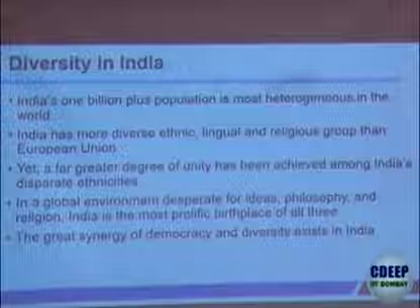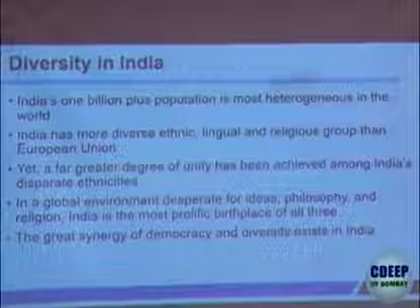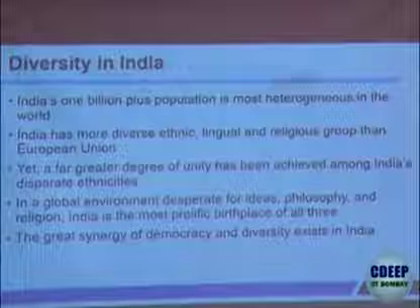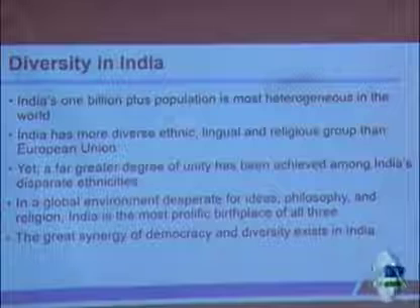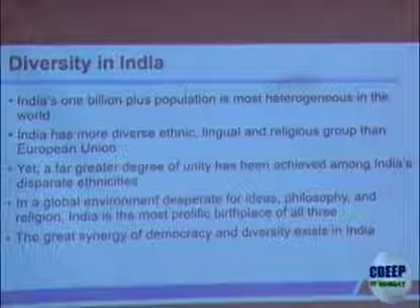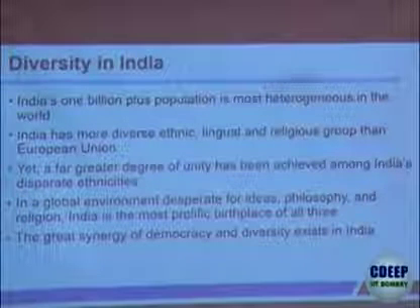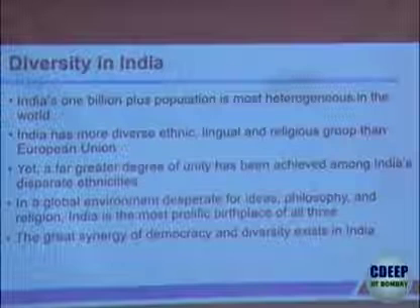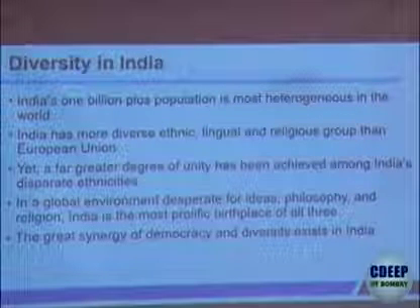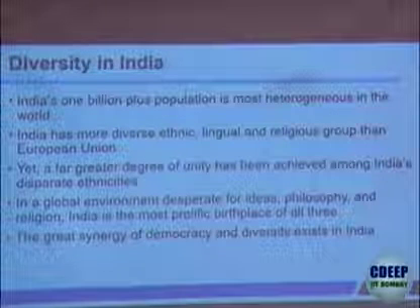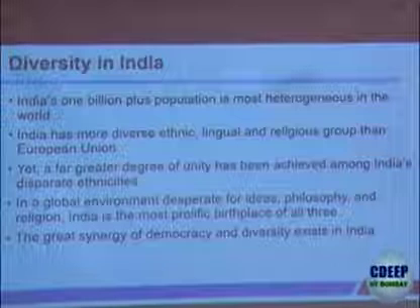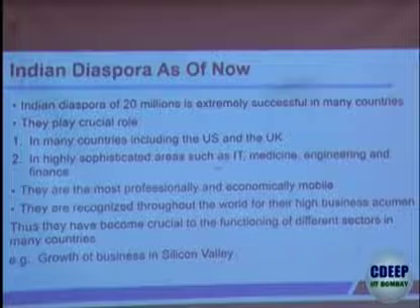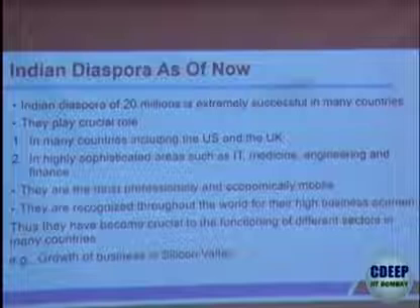India's 1 billion population is the most heterogeneous in the world. The European Union has multiple ethnicities and religious groups, but India is even more diverse, being just one single country in spite of being like a union of several countries. India itself has more diverse ethnic, lingual and religious groups than the European Union. Yet a great degree of unity has been achieved among India's disparate ethnicities. In a global environment where everyone is desperate for new ideas, philosophy and religion, India is the most prolific birthplace of all three. The great synergy of democracy and diversity which exists in India, which has been seen during several elections etc., is remarkable.